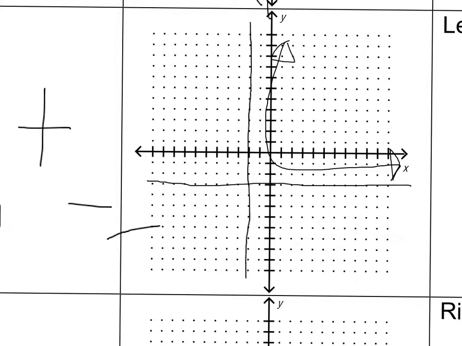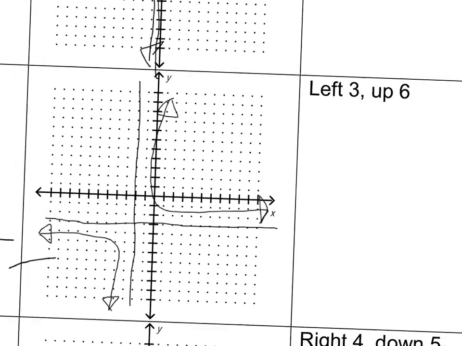because when your x goes positive, your y is going positive at the same time. Two positives equals positive. When your y is going down and your x is going down, two negatives times each other equal a positive.